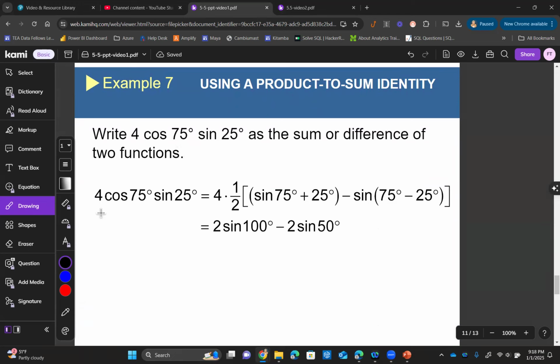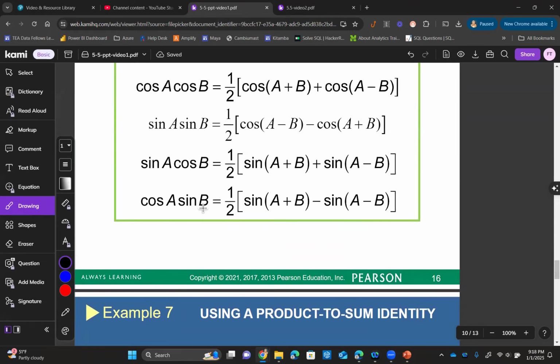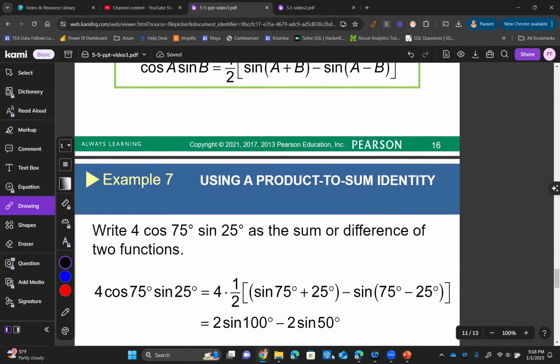How can you write 4 times cosine of 75 times sine 25 as the sum or difference of two functions? So here, 4 can be expressed as just 4. And cosine 75 times sine 25, so this is the cos A times sine B case, which is the last case here. Cos A times sine B is going to use this formula, so you will need to write 1/2 first. And then you will need sine of the sum of these two angles, which is sine 100. Then you will need a minus and sine of the difference of these two angles, which is 50.